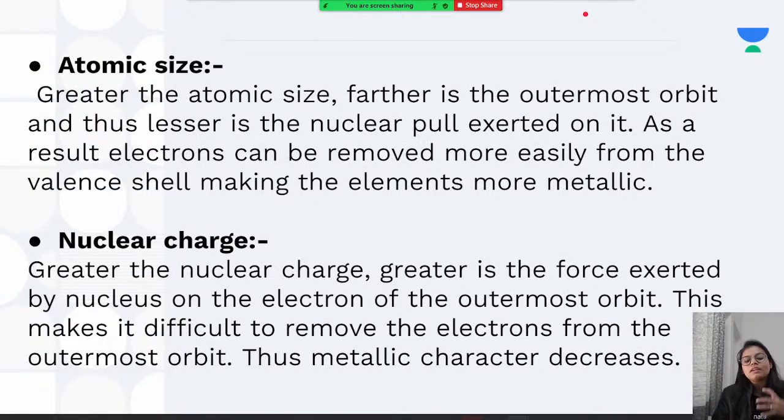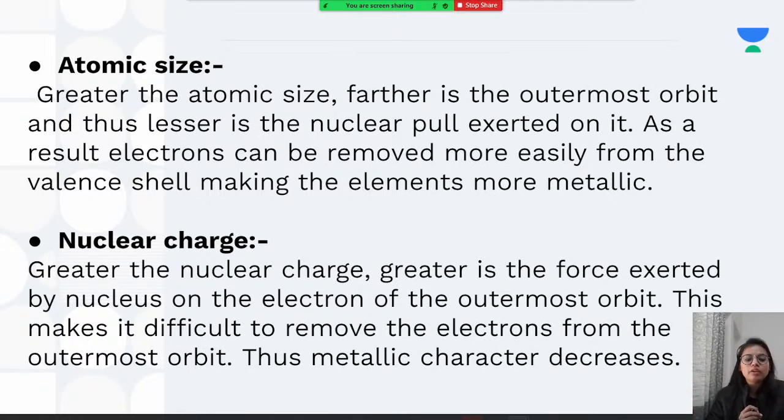So let's see how it is dependent on them. Atomic size: the greater the atomic size, what will happen? The outermost orbit will be far away from the nucleus, and since it is far away, the pull the nucleus exerts will be less. As the pull is less, the electron would be able to be removed easily, and as the electron is removed easily, the element will be more metallic in character.